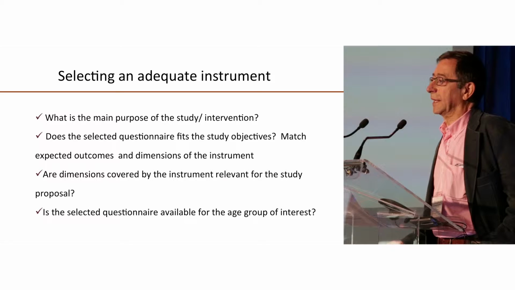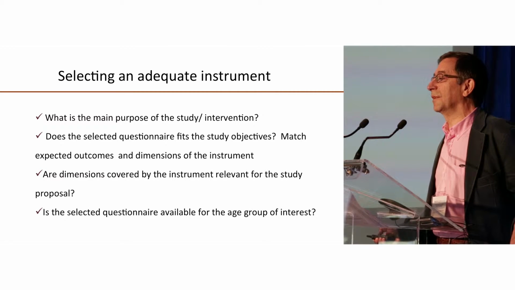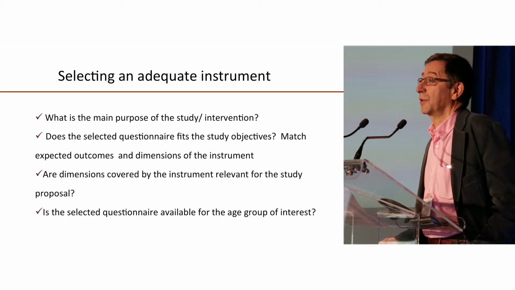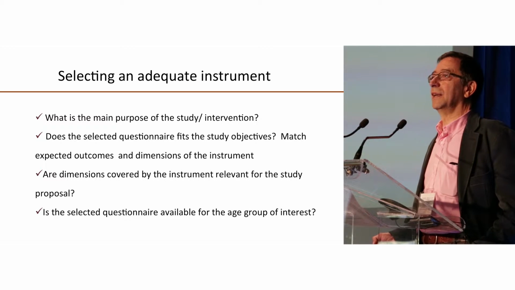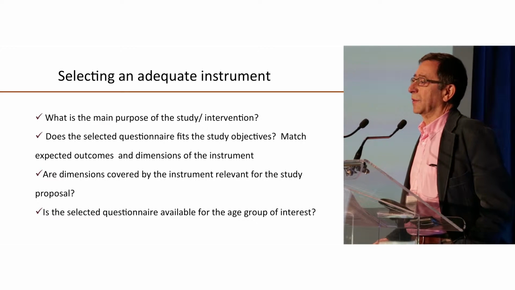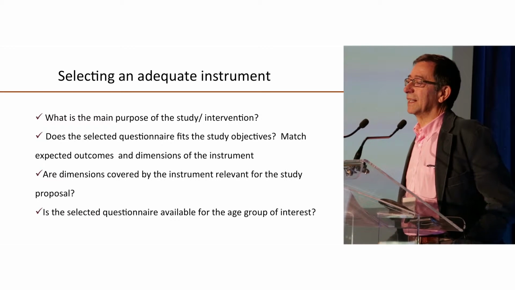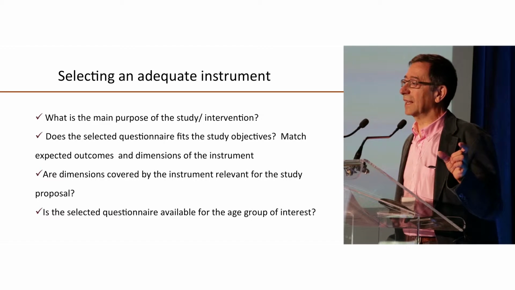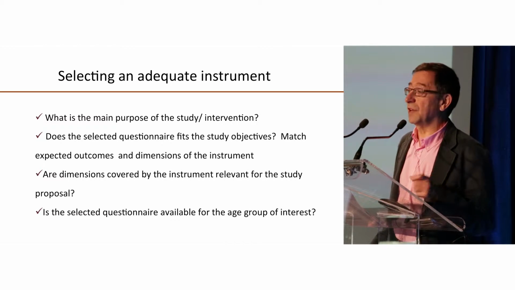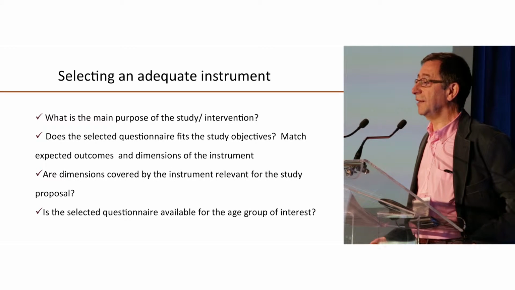Well, and how an instrument can be selected and interpreted. One simple way is, first of all, we should look at what is the main purpose of the study, or why we are trying to measure quality of life. One important thing is that the instrument we select should match the expected outcomes with the dimensions or items of the instrument.